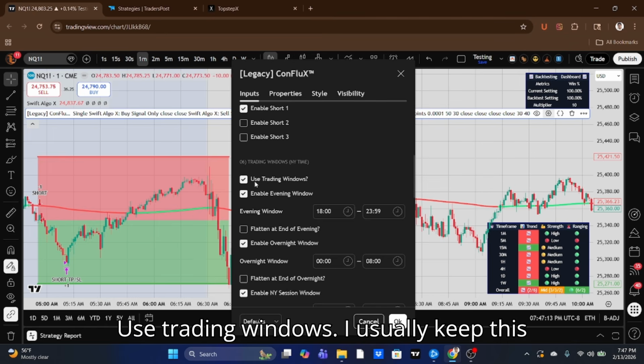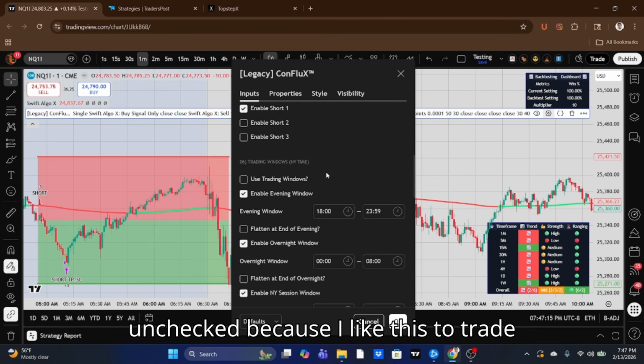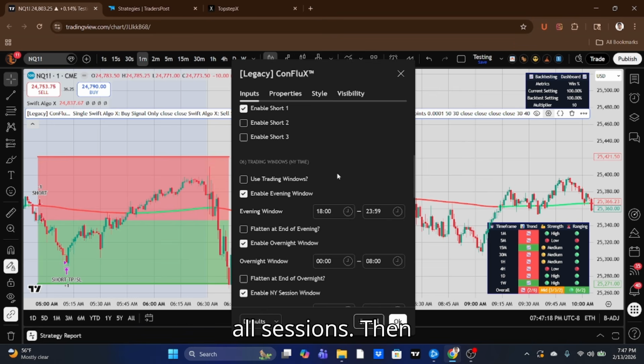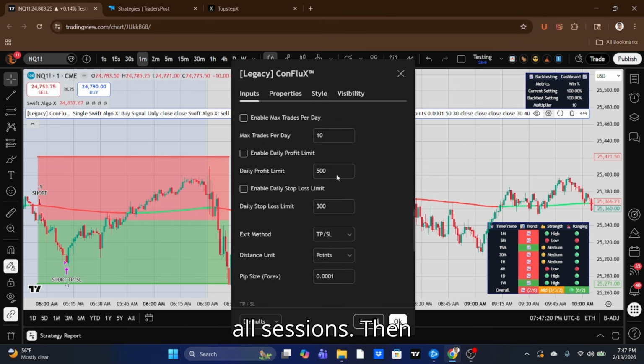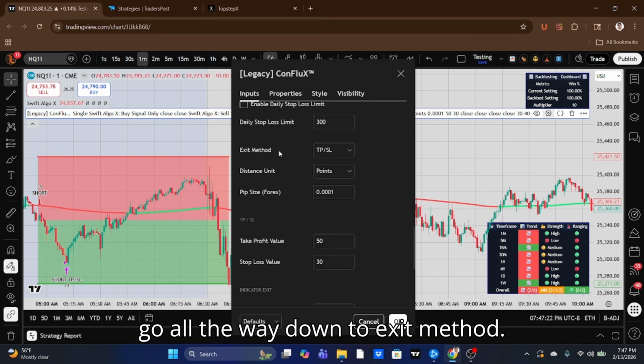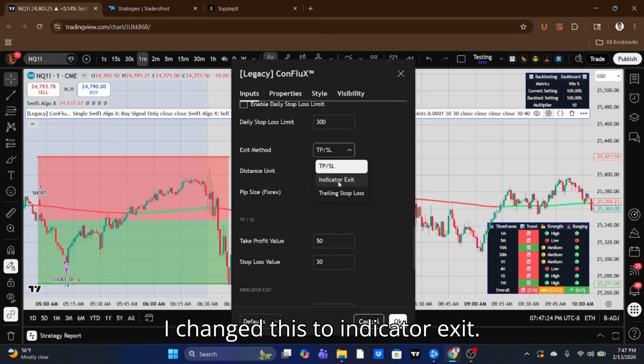Use trading windows. I usually keep this unchecked because I like this to trade all sessions. Then go all the way down to exit method. I change this to indicator exit.